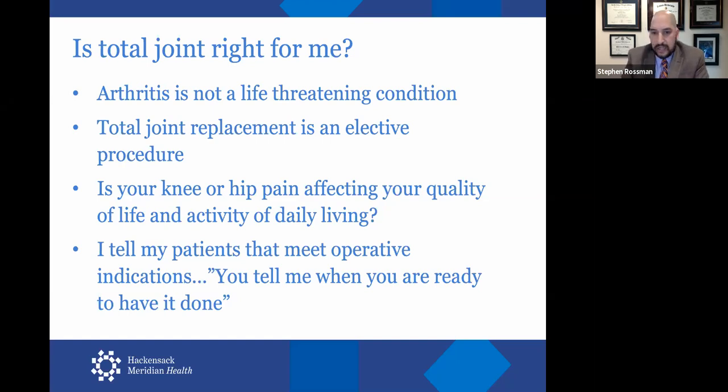But this is, you know, I'll leave you with this. Basically, what I tell every single one of my patients is, you meet the indications for surgery, you tell me when you're ready to have it done. And not a second before. I will do injections till the cows come home if you never want to have surgery. But you tell me when you're ready to have it done, and that's when we can move forward with that.